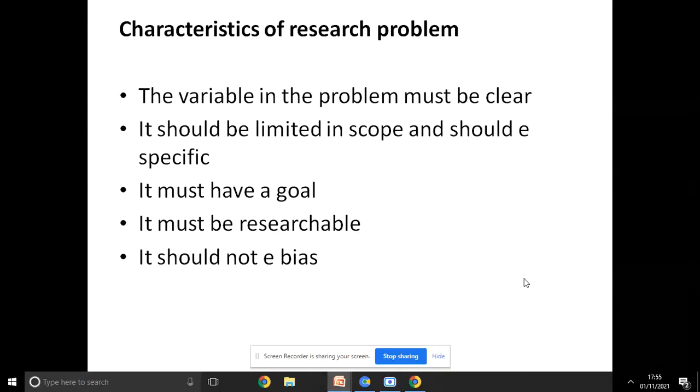And if you need to have a good research problem, the research problem has to have the following characteristics. Characteristic number one: the variable of the problem must be clear. It should be limited in scope and should be specific. It must have a goal, and the majority of research always solves a problem, and that research problem has to be researchable. For example, you cannot have research that will be conducted in the whole country. So the research is supposed to be researchable, and it should not be biased.